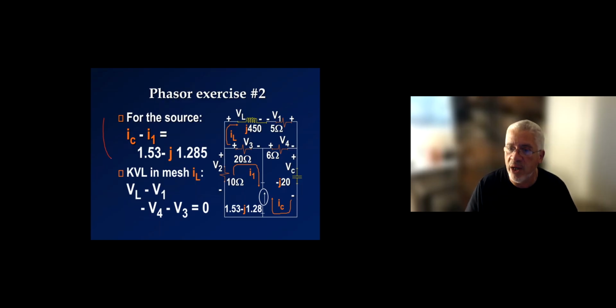You can count it as one for the three unknowns that we have. What are the three unknowns? The three mesh currents, I1, IC, and IL. Okay, so we need three equations, and this actually gives you readily an equation for one unknown.